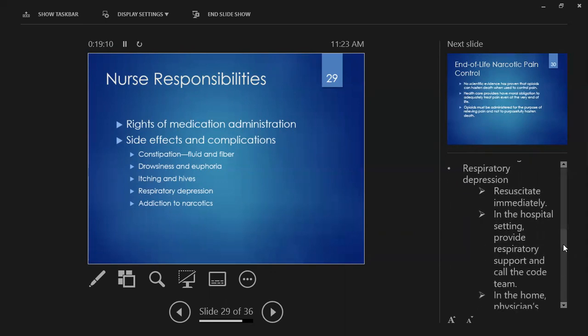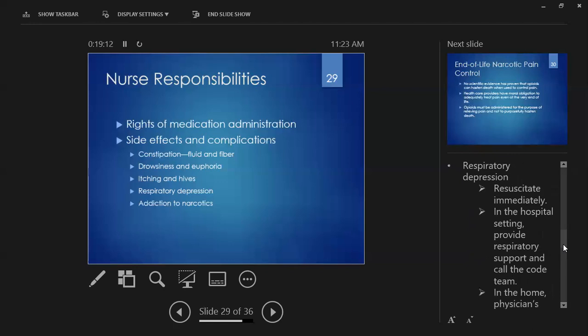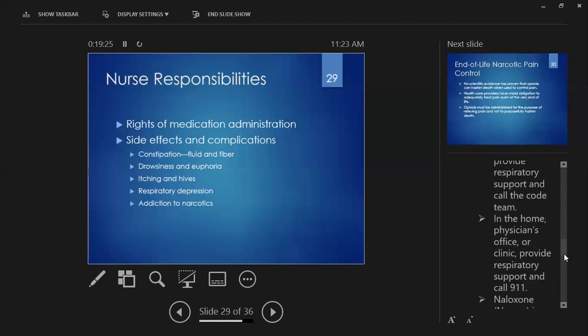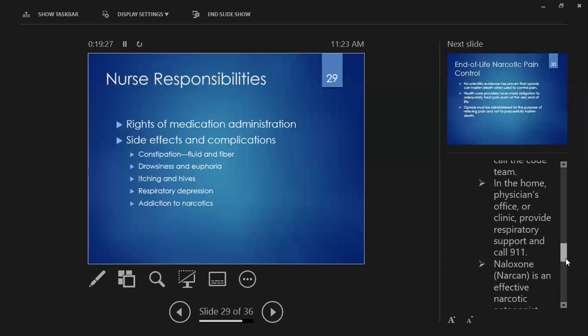Respiratory depression. Whenever we give things like morphine, Dilaudid, fentanyl, we always have that side effect of suppressing the respiratory system. Obviously, we're going to resuscitate the patient immediately. We'll provide respiratory support. Call the code team. If we're at home, we'll call the physician's office, and we'll definitely call 911, right? Or excuse me, first thing we would do would be call 911 if we're in home or physician's office or clinic, and then we provide respiratory support to the patient.